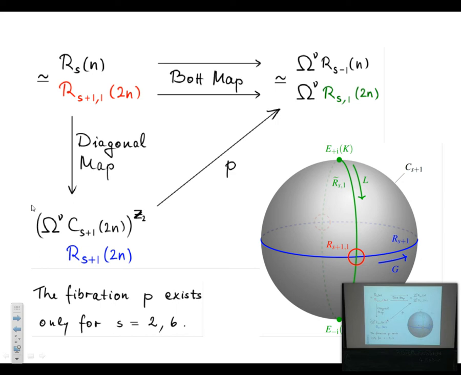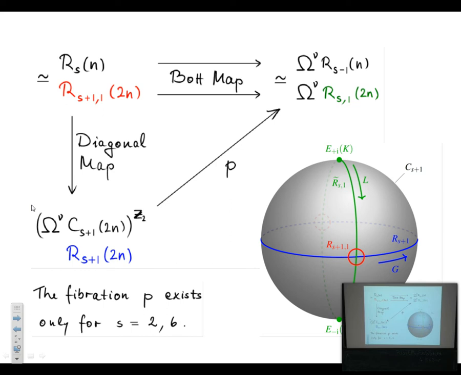the unfortunate thing, which makes the proof longer and causes extra work, is that this fibration exists only in 2 out of 8 cases. For s equals 2 and s equals 6, one has this wonderful fibration, which means that we really have an isomorphism here. And then we can use the fact that the Bott map is highly connected in the language of homotopy theory. If the Bott map is highly connected, then this map is highly connected, and then by something called the Z2-Whitehead theorem, we get the desired result.